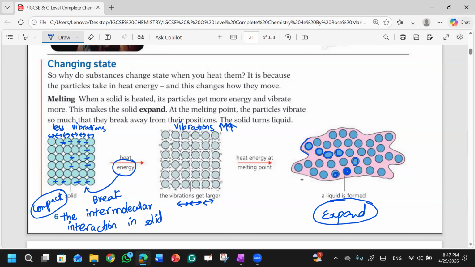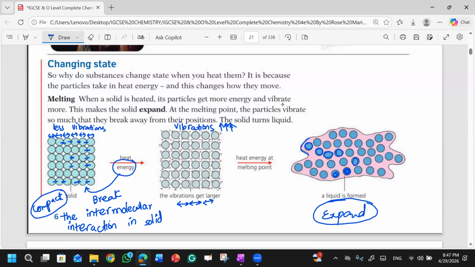Now, can you tell me how melting is done and what is the chemistry behind this? How can you melt a solid? To melt a solid, you have to heat it, and then the vibration will get larger, and then it will melt.